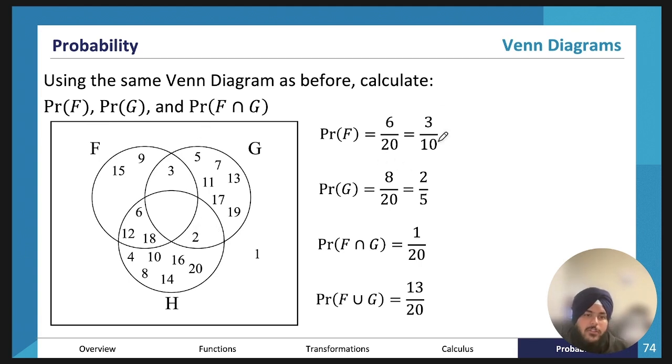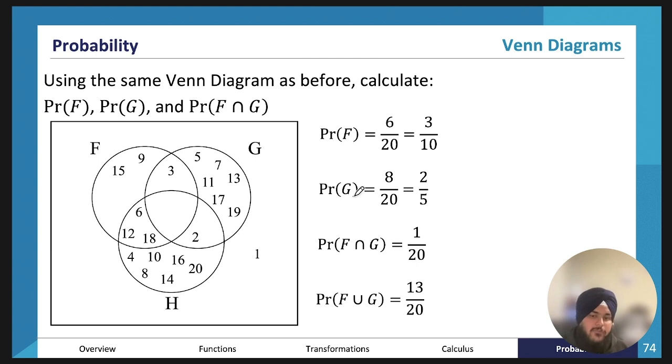So let's have a go. We're looking at these probabilities. Probability of F will just be all of these values. So how many favorable outcomes do we have? In total, we have 20 outcomes, so that's why that's in the denominator. The number of favorable outcomes for F is 6. Therefore, the probability of F occurring is 6 over 20, which is 3 over 10, which is 0.3.